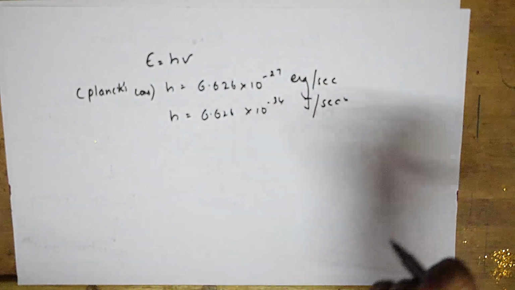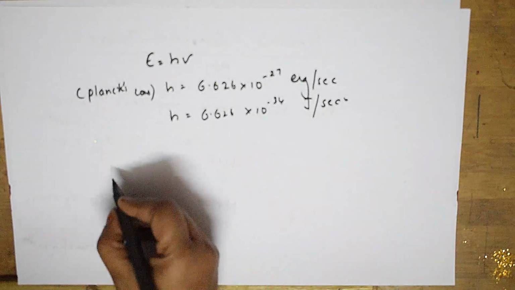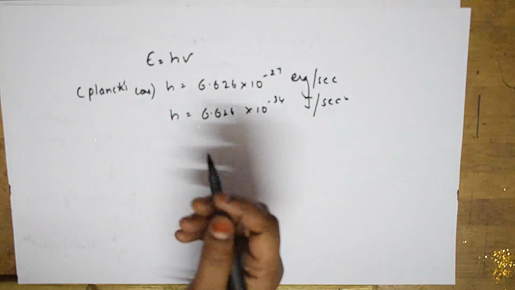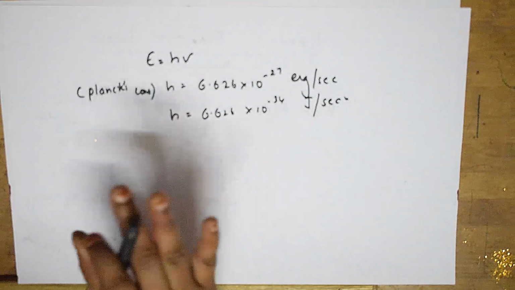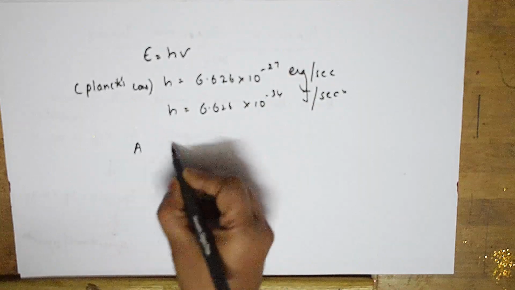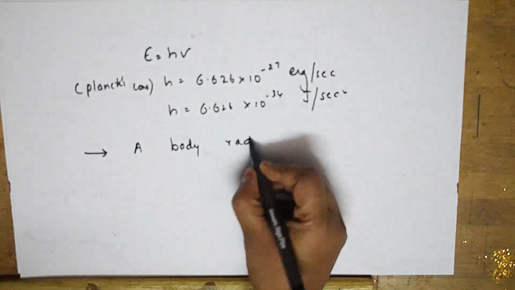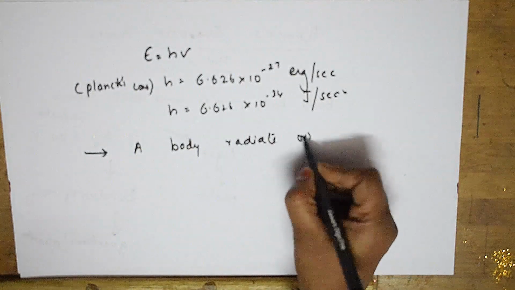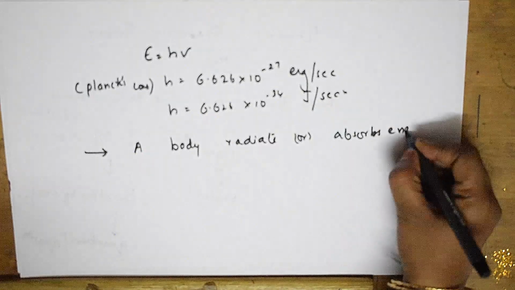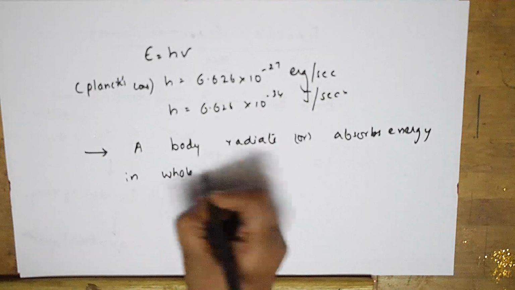Right. So this is what Planck said. Then he said, whenever a body is absorbing or radiating energy, how does it do so? It does so in whole number multiples of quanta. So this is the term which is used: a body radiates or absorbs energy in whole number multiples.